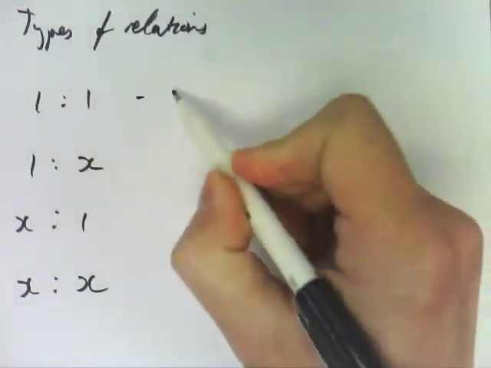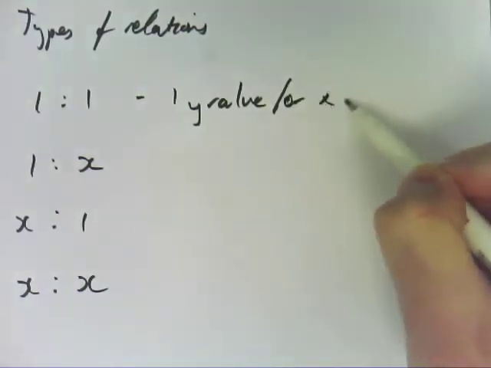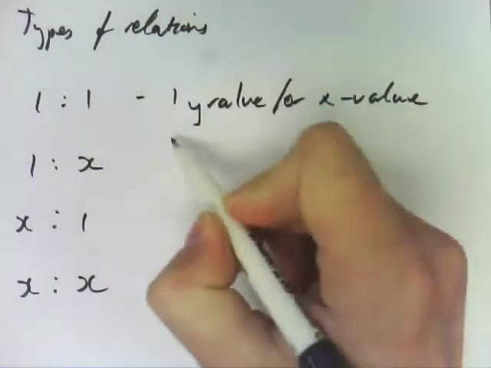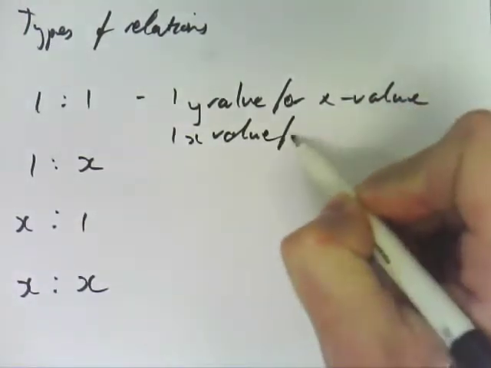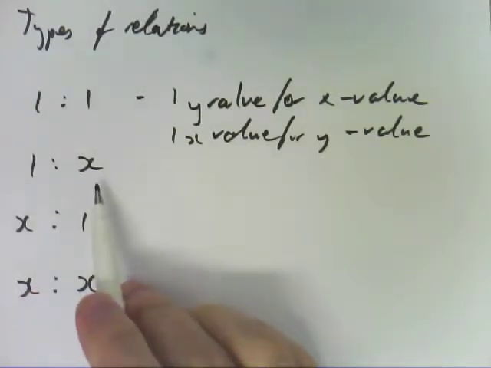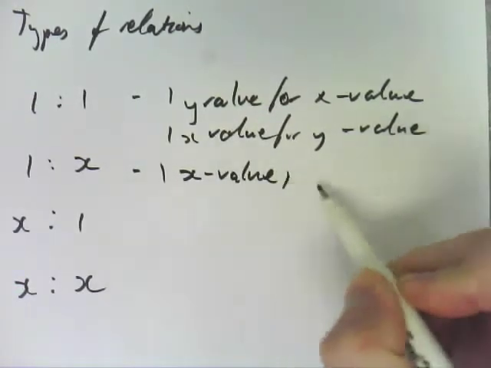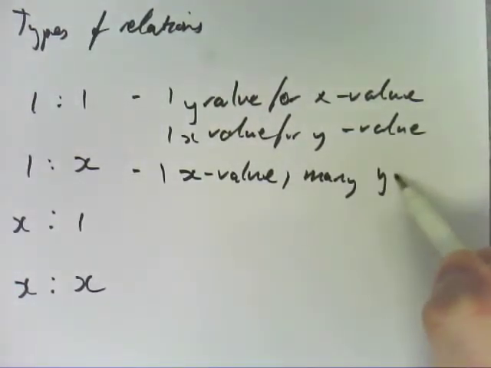So one-to-one, one y value for every x value, and one x value for every y value. Okay, so it doesn't matter which way you draw a line, so you do a vertical and a horizontal line test, you'll only ever touch it once. Okay, for a one-to-many, for one x value, you can have many y values.